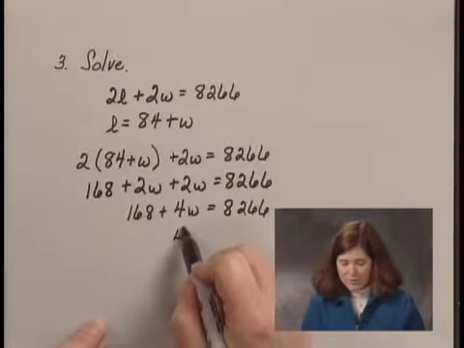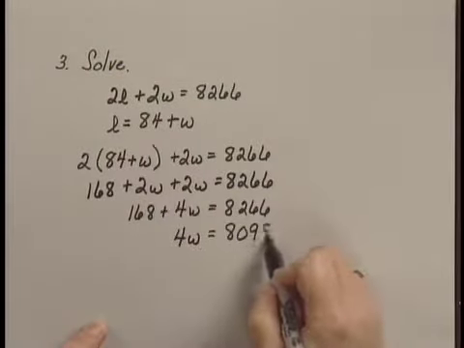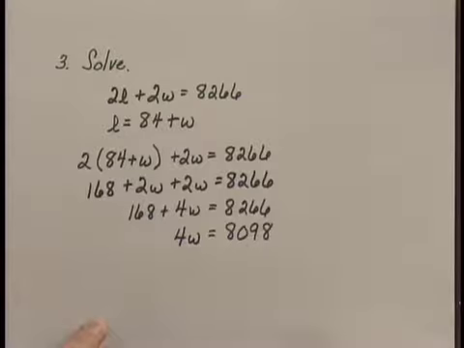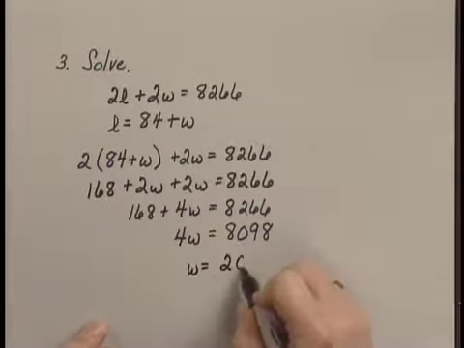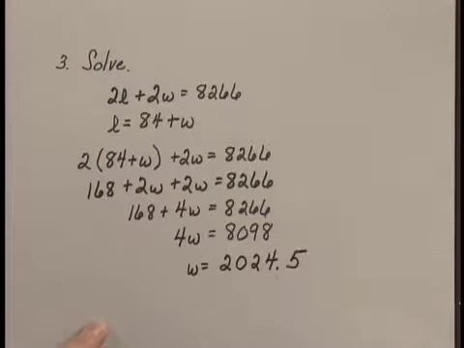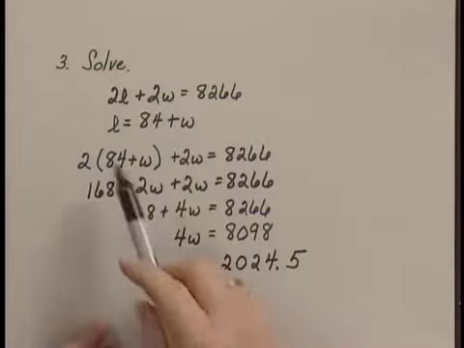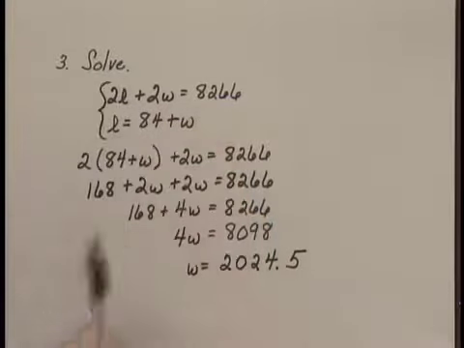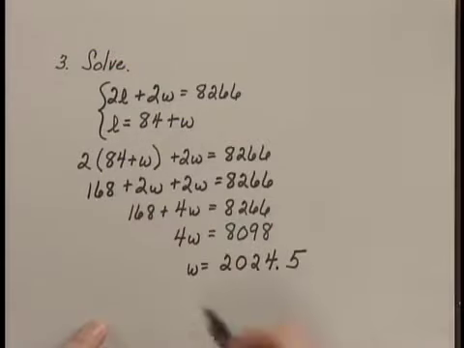Doing that on this side, I have 4W. On this side, I have 8,098. Finally, to solve for W, I divide on both sides by 4, and I get that W equals 2,024.5. Now when I found W, I have found, hopefully, the width of the field. I also need to find the length. Looking back at our system of equations here, I can see that the length was 84 more than the width. So I should be able to find the length by adding 84 to the width.